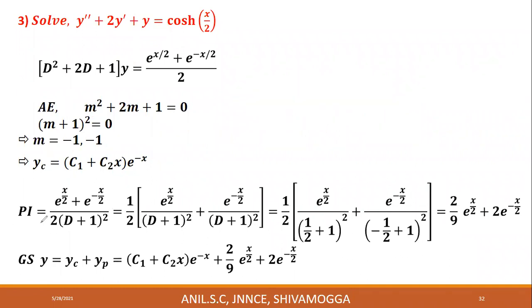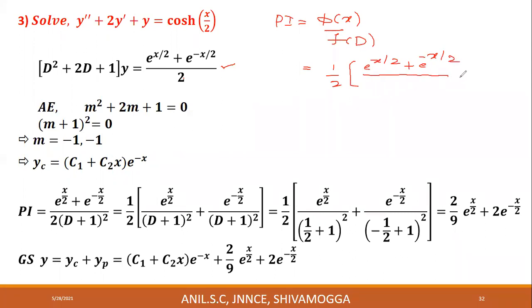Now we write the particular integral. Particular integral is always given by phi of x divided by f of D. Here phi of x is half into e power x by 2 plus e power minus x by 2, divided by D square plus 2D plus 1, or you can write it as D plus 1 whole square.